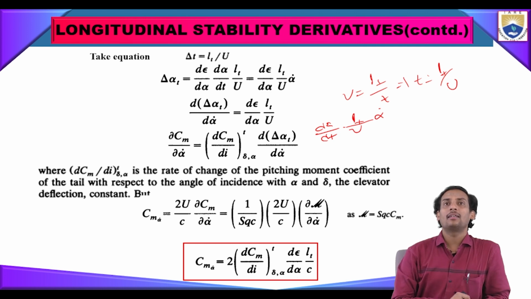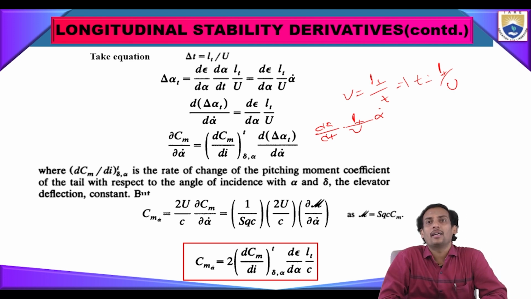So dΔα_t by dα dot will be equal to dε/dα into lt by U. Here ∂Cm/∂α, we again write as dCm/di, with the angle of incidence, and with respect to dα_t by dα dot, where this dCm/di at the tail is the rate of change of pitching moment coefficient of the tail with respect to the angle of incidence, and the elevator deflection is held at constant values.